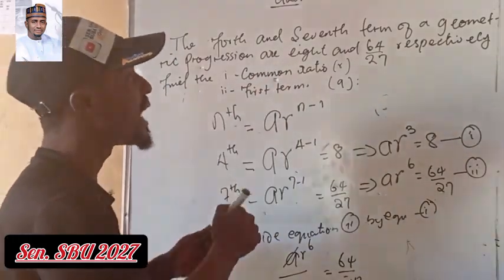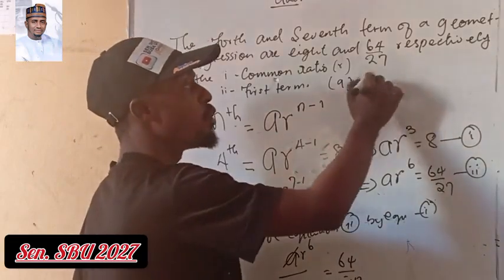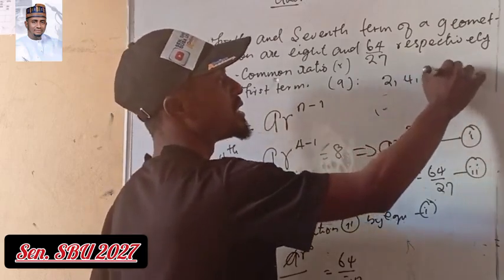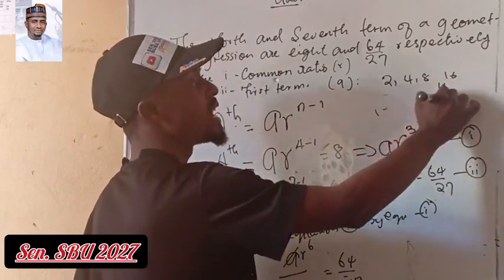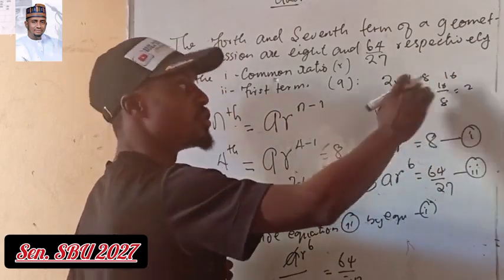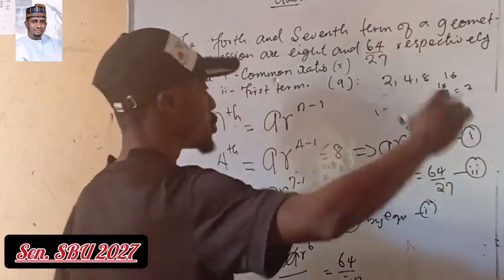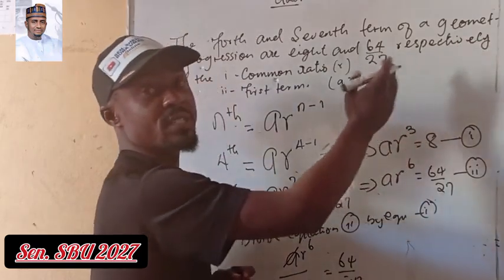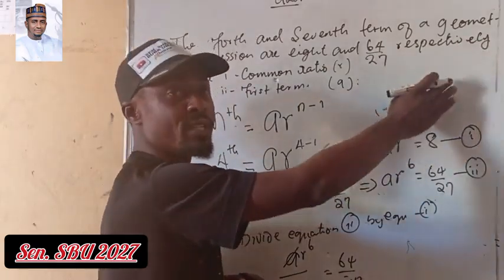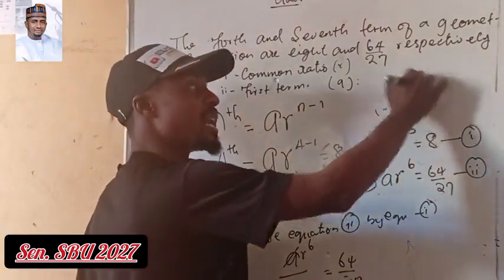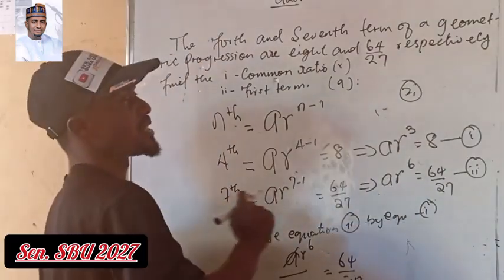What do we mean by common ratio? In the series 2, 4, 8, 16, if you say 16 divided by 8, the answer is 2. 8 divided by 4 will still give you 2. 4 divided by 2 will still give you 2. Therefore, the ratio between them is the same. That is the common ratio. And in the series, the number that came first is 2. That is the first term.